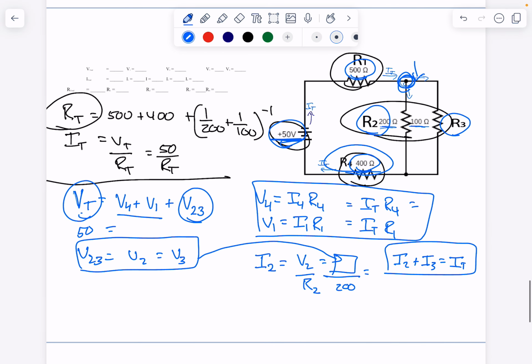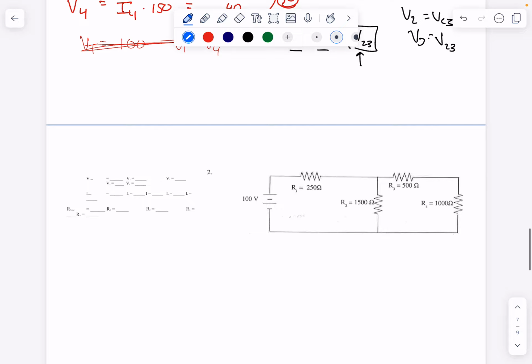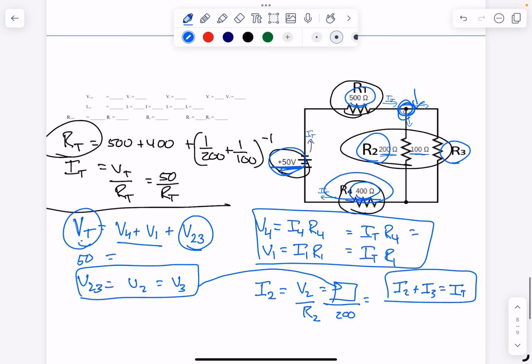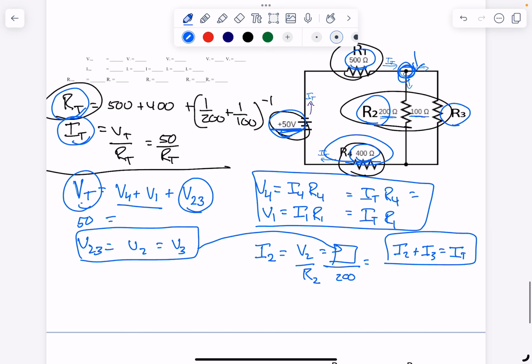I think that's enough. You don't need help on the other two. There is the other two. There's this one here, and there's this one, but it's following the same procedure. Again, reminder, find the total resistance. That's step one. Then find the total current. Then break out your voltages.